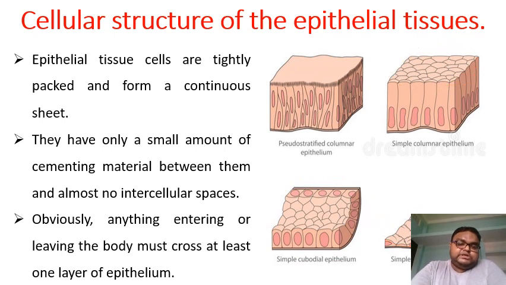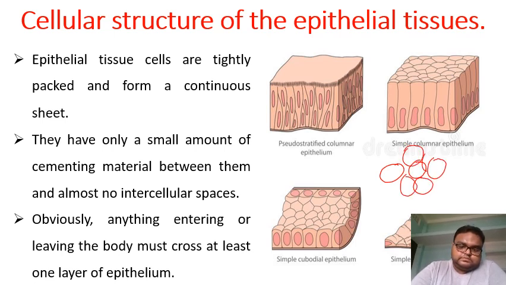So there is very little to no cementing material. What is cementing material, students? You can see these cells are attached together very closely. And there is almost no intercellular space present in between these cells.